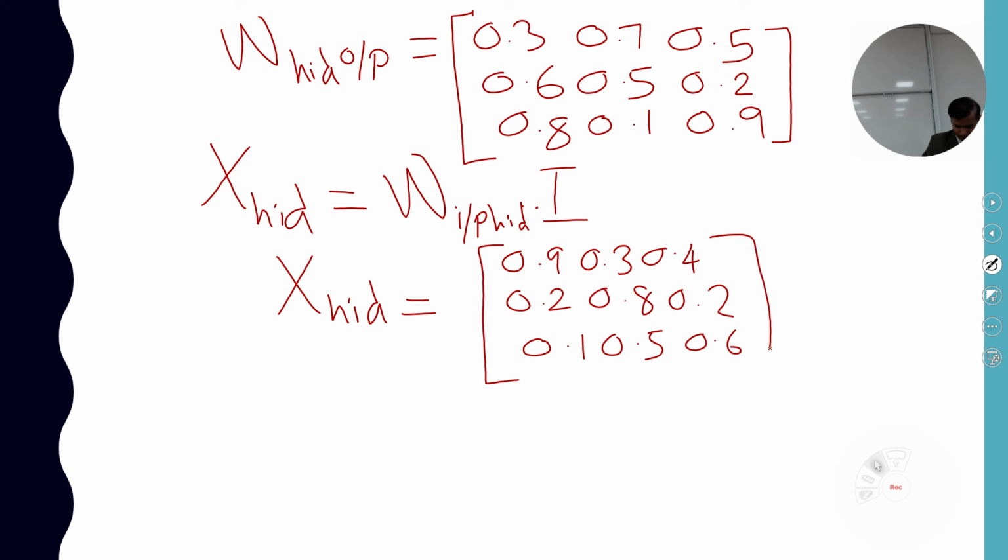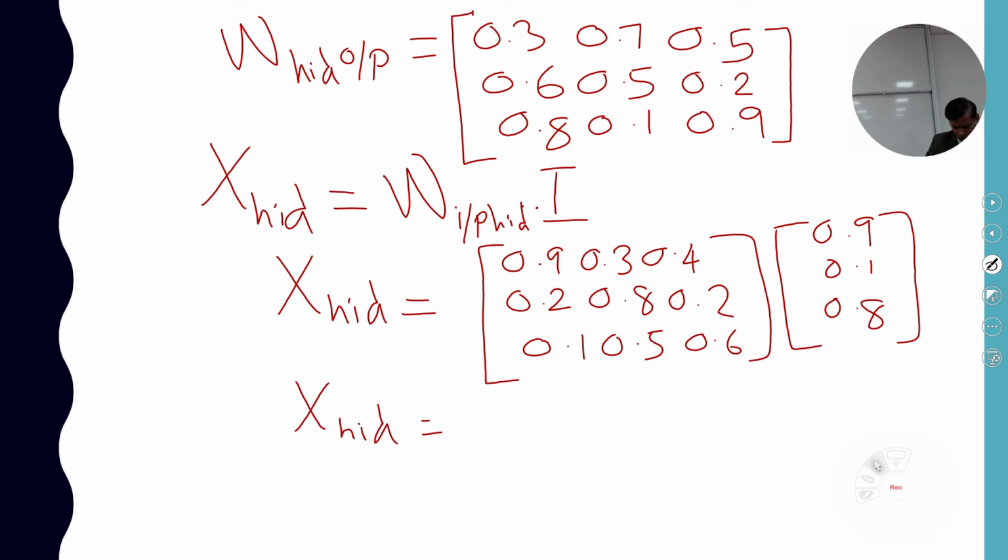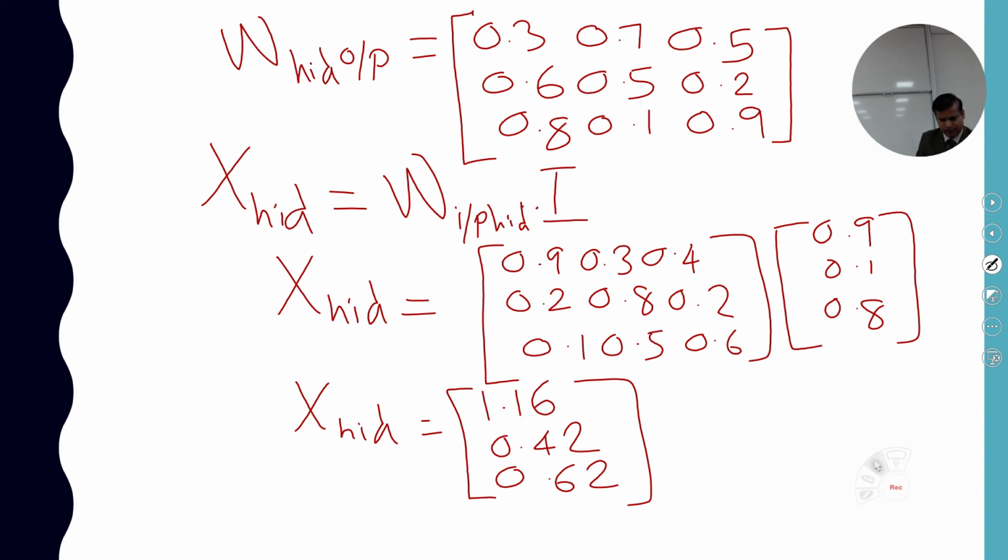The matrix is 0.9, 0.3, 0.4, 0.2, 0.8, 0.2, 0.1, 0.5, and 0.6, multiplied with the input. The input we already know is 0.9, 0.1, and 0.8. When you do this matrix multiplication, which you already know, you will get the answer something like 1.16, 0.42, and 0.62. So these are the simple things.